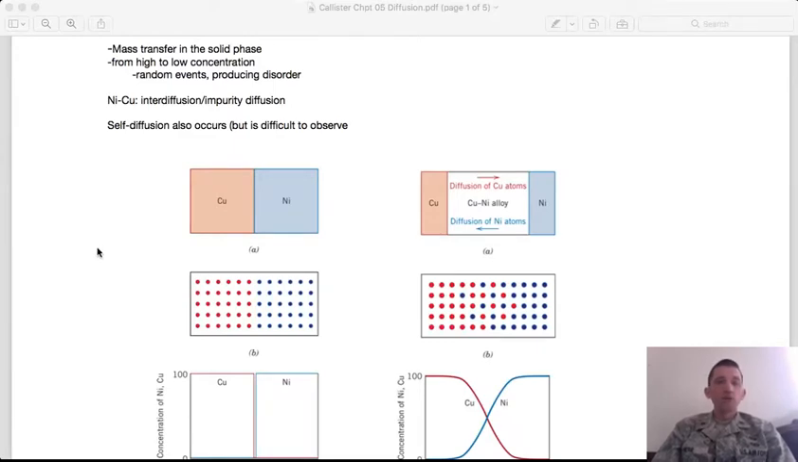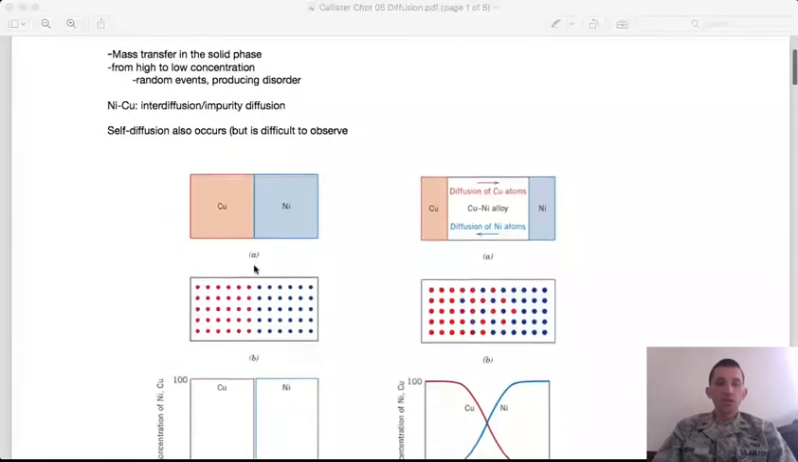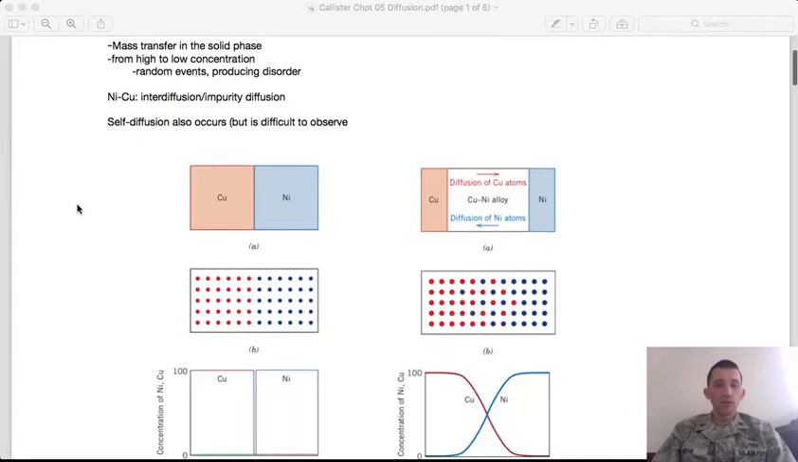Of course, self-diffusion also occurs. Let's not think that only copper and nickel atoms will move into one another. You've got nickel atoms moving within nickel and copper atoms moving within copper. But it's more difficult to observe. Studies have been done to characterize self-diffusion, and these studies are typically done using different isotopes of the same element. So you can track the movement of a particular isotope within a material and characterize the self-diffusion.